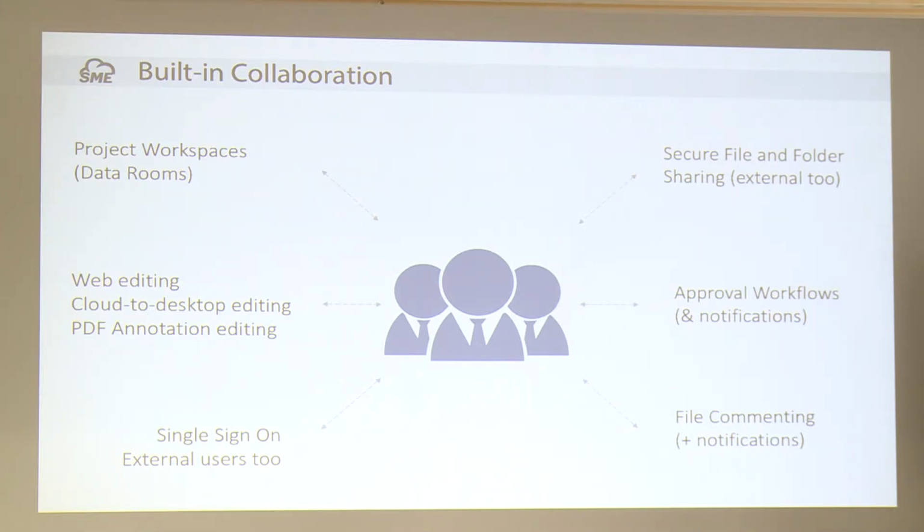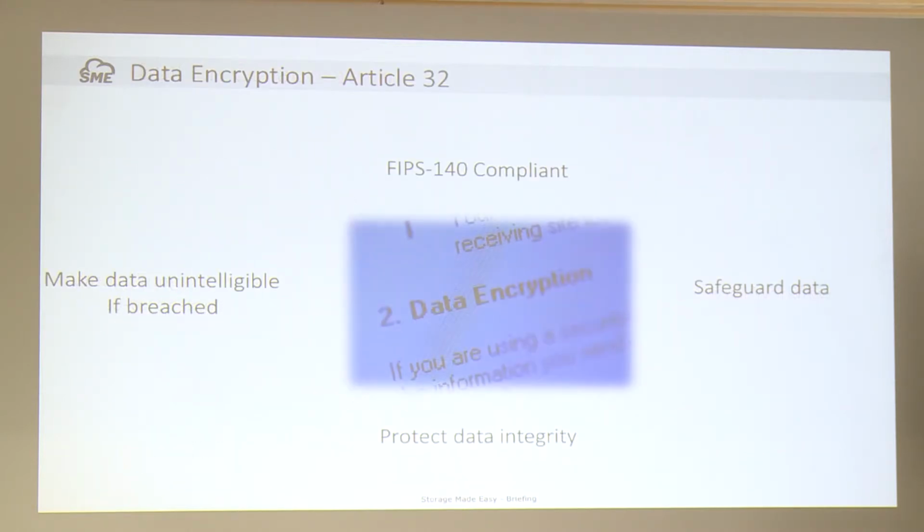Built-in collaboration is there. You can create workspaces. You can annotate PDF documents, single sign-on. You can comment on files. You can attach files. You can refer to someone, workflow, all that kind of stuff that is built into File Fabric. And on encryption, as I mentioned before, you can encrypt at rest. We use AES 256-bit encryption, so if you don't trust the object storage provider, you can do the encryption there also.